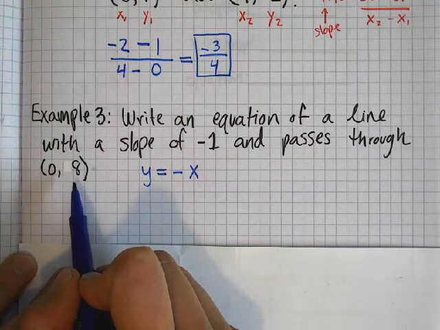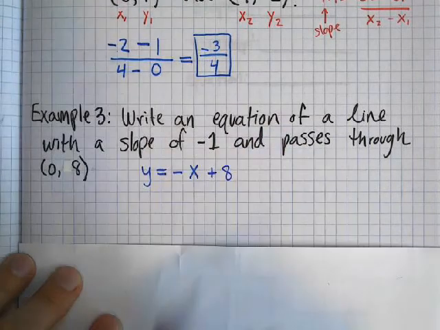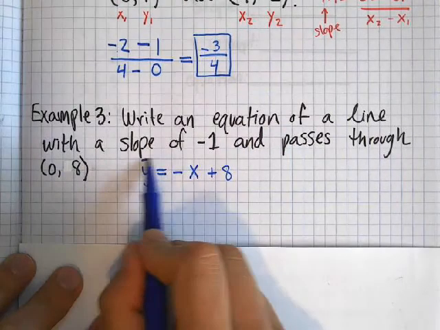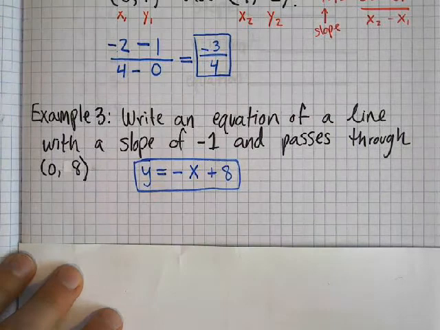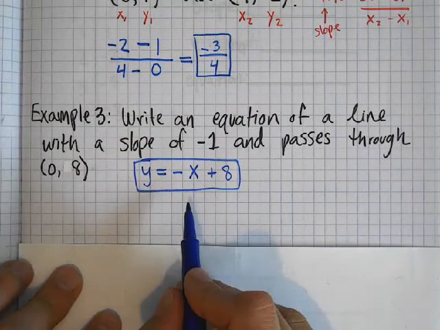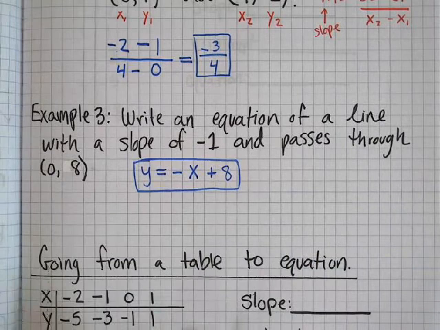And this point is our y-intercept. I go over 0, up 8. So then I just need to say plus 8. Okay, so that's kind of an example where we don't really have to do a lot of work. There's a lot of words, but it's not as hard as we thought it was.